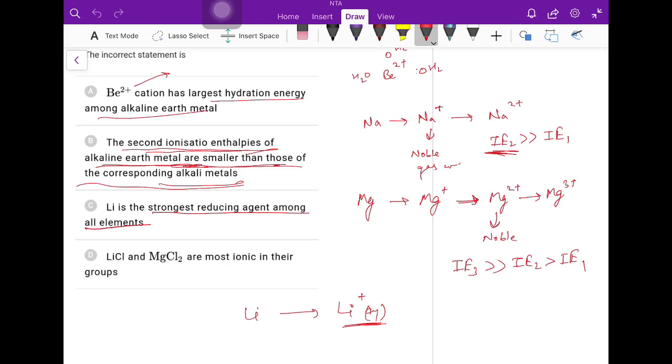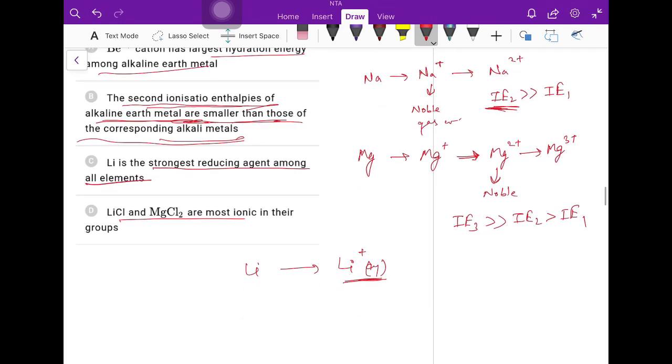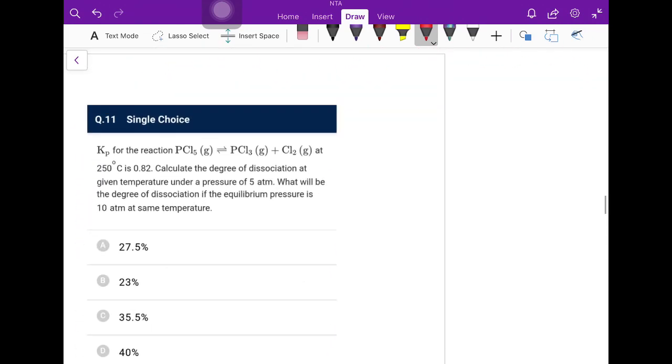LiCl and MgCl2 are the most ionic in their groups. So this is false, because this is basically governed by Fajan's rule, and when you are asked about ionic character or covalent character, you can use Fajan's rule, because Li+ and Mg2+ are smaller in size, and since they are smaller in size, the Cl- will be polarized to a large extent, and when it is polarized to a large extent, the covalent character will increase, because the sharing has increased. So they are not most ionic, they are most covalent. So this is the false option here.